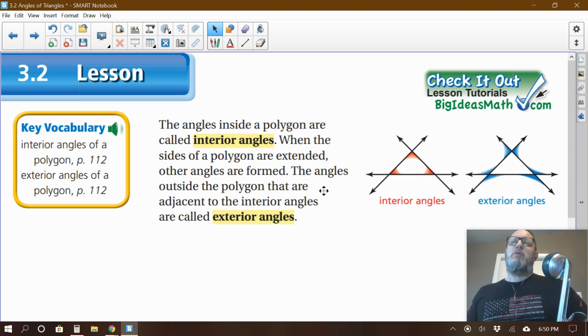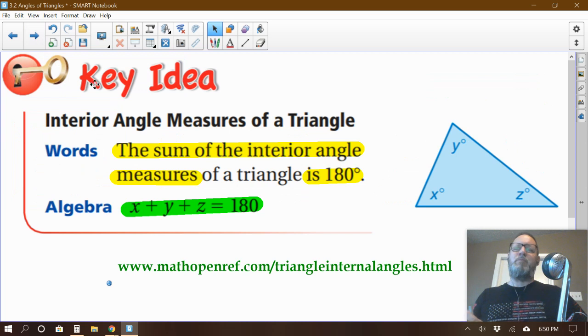But before we get into this, one thing to understand is the difference between interior and exterior angles of a triangle. Interior angles, right here, would be the angles inside of the polygon. Kind of makes sense. Interior, you're inside your house. Exterior angles are formed, well, if you were to extend the lines of the sides, angles are formed on the outside of the triangles. So here we go. The angles outside the polygon that are adjacent, meaning next to, the interior angles are called exterior angles. All right, so we have exterior angles and interior angles of our triangle.